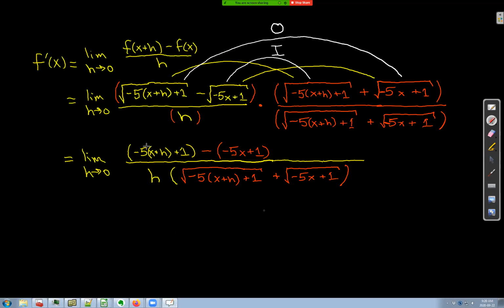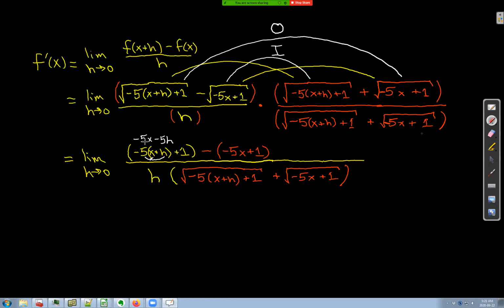Let me see what I have here in the numerator. If I distribute this multiplication, I'm going to get a negative 5x and a negative 5h, right? Because when you distribute that multiplication, you get a negative 5 times an x and a negative 5 times an h. Okay, and now let's look at what we got here. What color should I use?